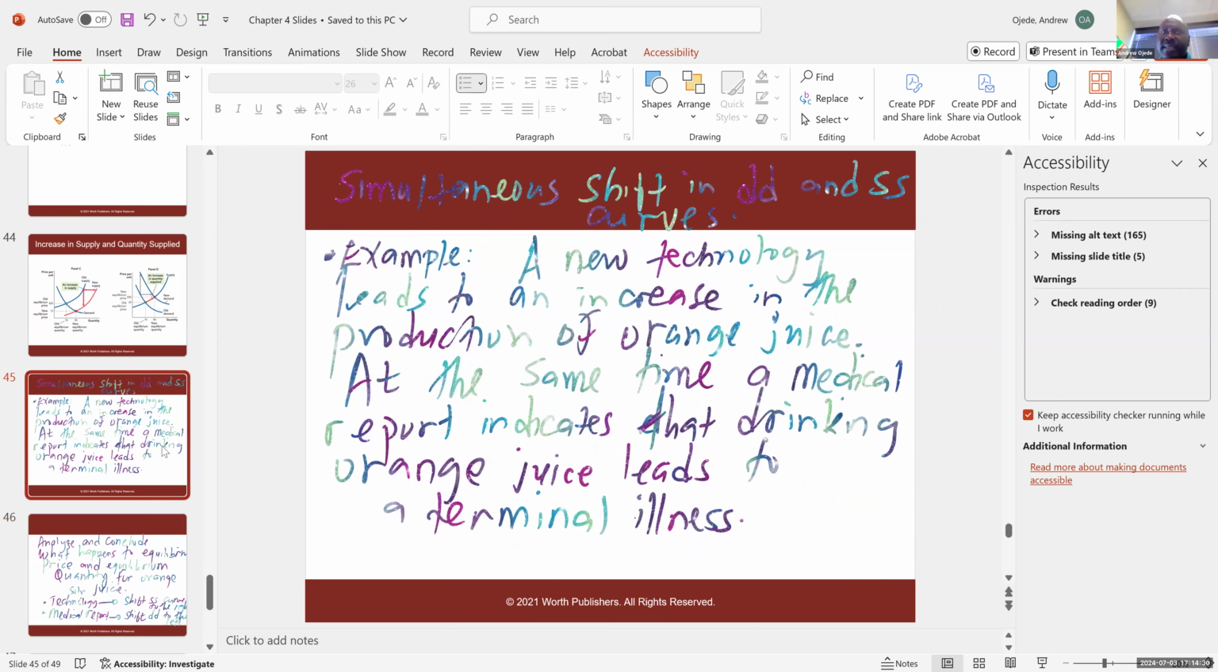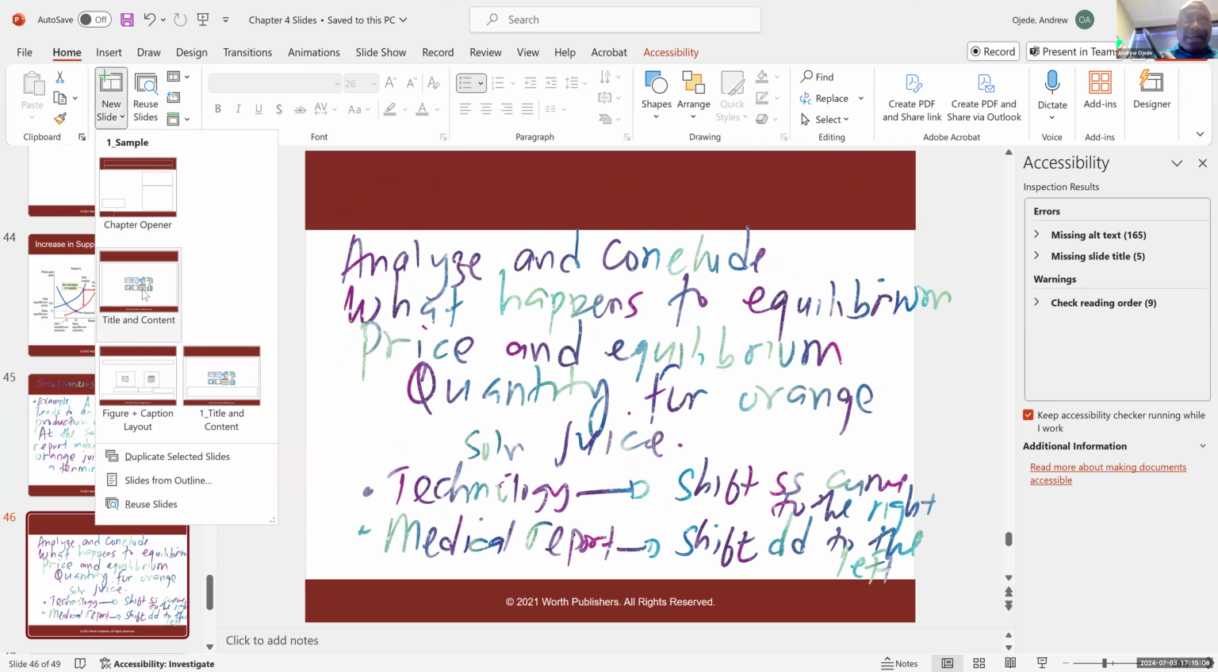You go to the statement here. It just says a new technology leads to an increase in the production of orange juice. At the same time, a medical report indicates that drinking orange juice leads to a terminal illness. The question has not mentioned whatsoever the magnitude by which both the demand and the supply curve will shift. So we know both curves are shifting at the same time. To be able to figure out what happens to equilibrium price and equilibrium quantity, you need to draw three cases. Okay, so to do that, I want you to follow me clearly.